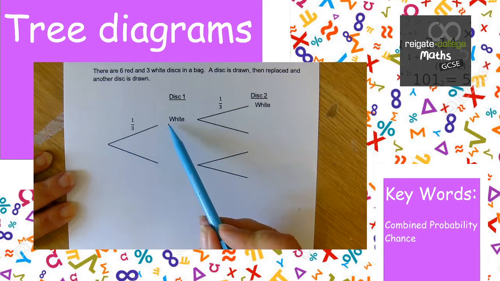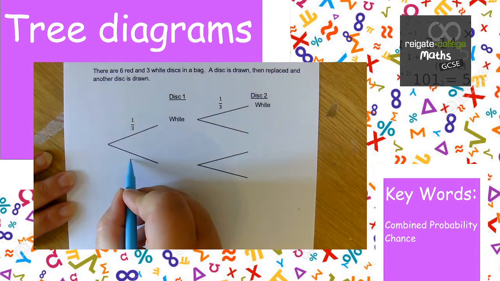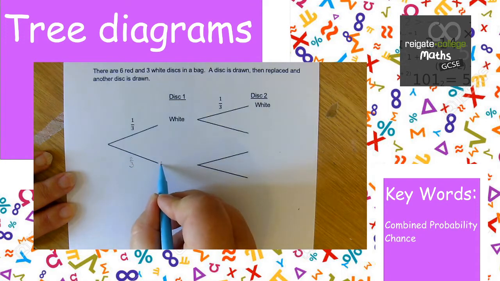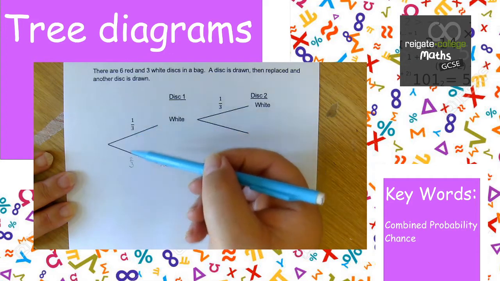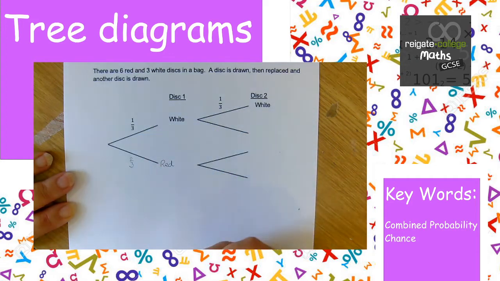1/3 probability that a white will be drawn from the bag, it has to be 2/3 that a probability of red will be drawn from the bag. That's because 1/3 plus 2/3 gives us a total of 3/3.